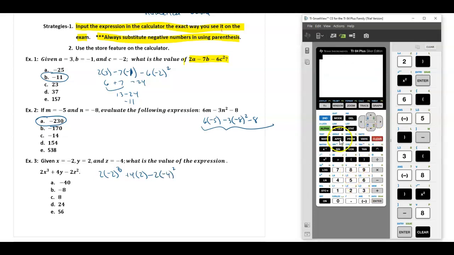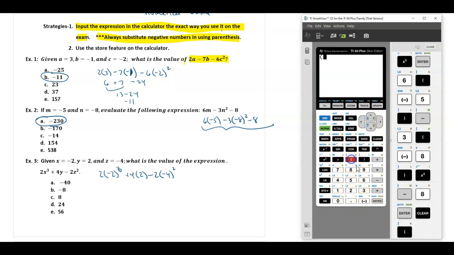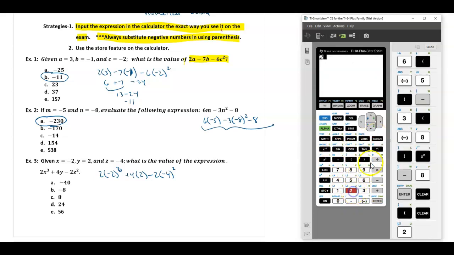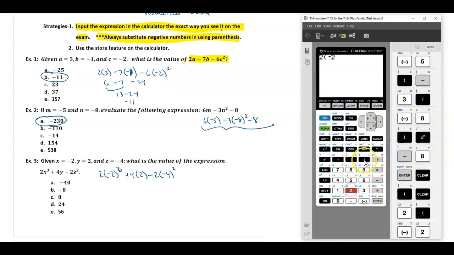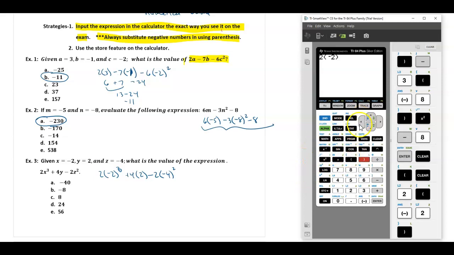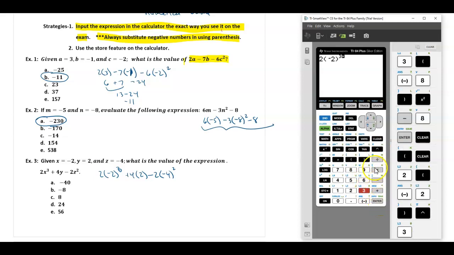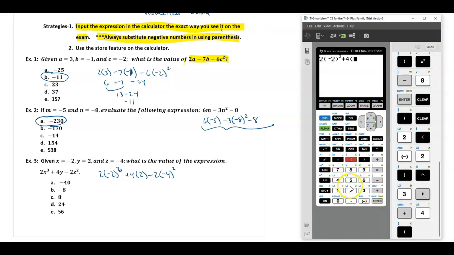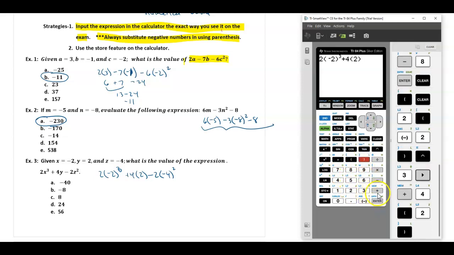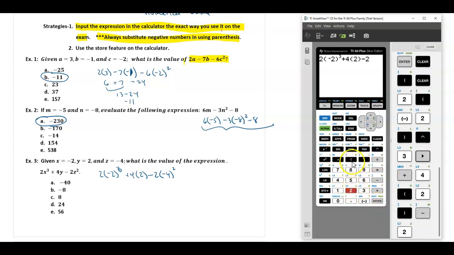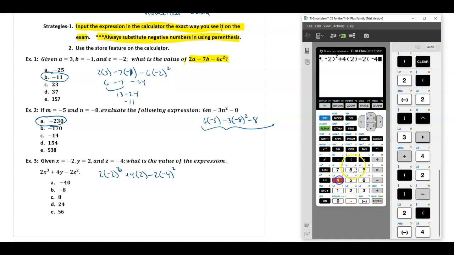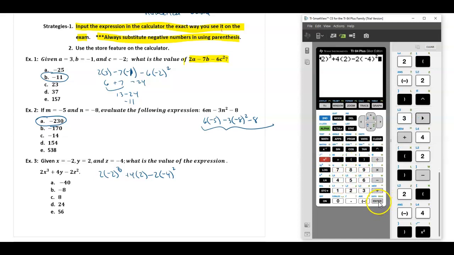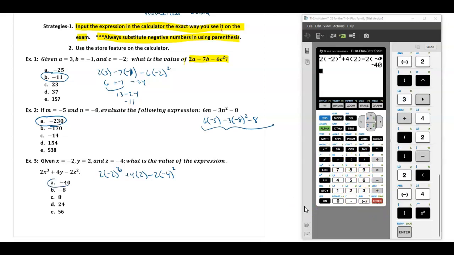I'm going to come over to my calculator and I'm going to plug that in. 2 times, 2, open parentheses, negative 2. Now to get to the third power, what I'm going to do is hit this caret key, which is the arrow pointing up here, and then go 3. Now I have to arrow to the right to get out of that exponent, and then I can go plus 4 times 2, and then minus 2 times negative 4 squared. Hit enter, and I get negative 40, which is letter A.